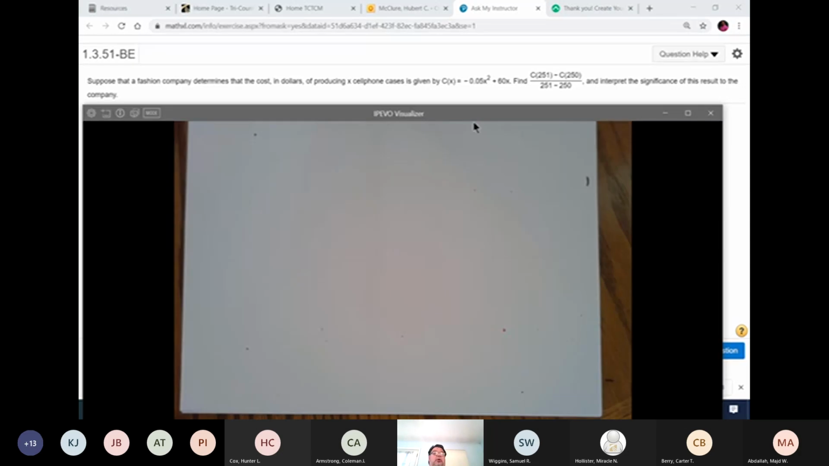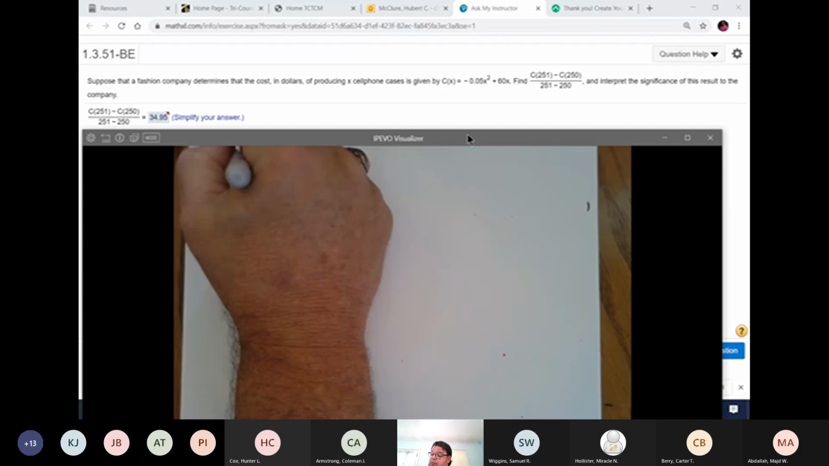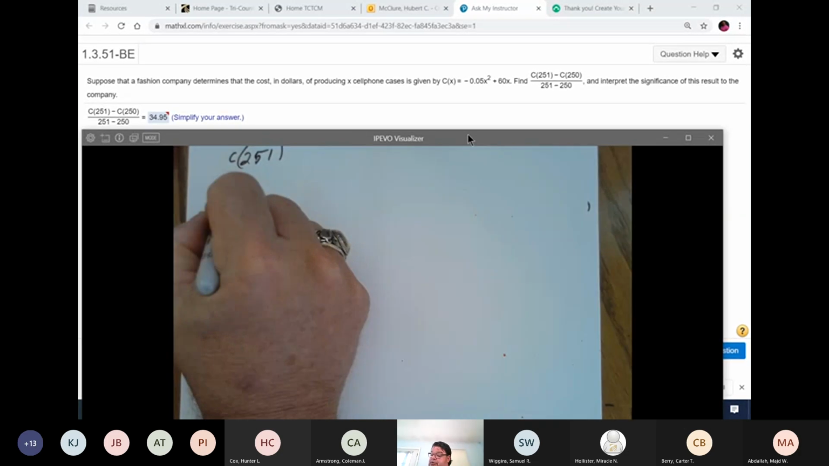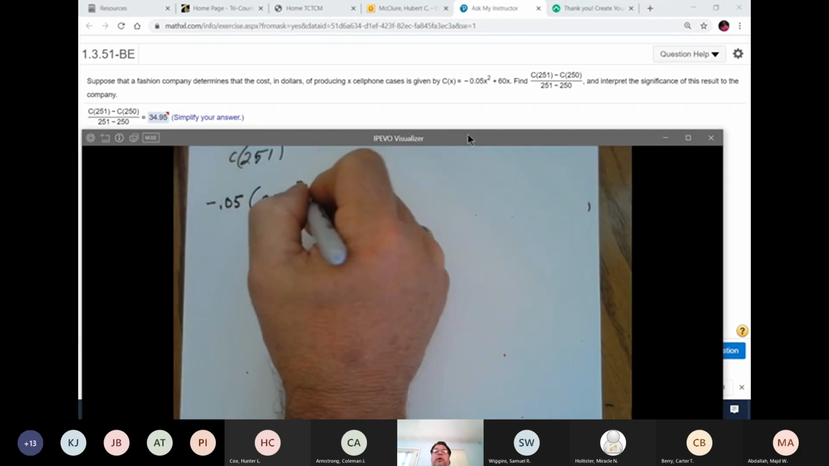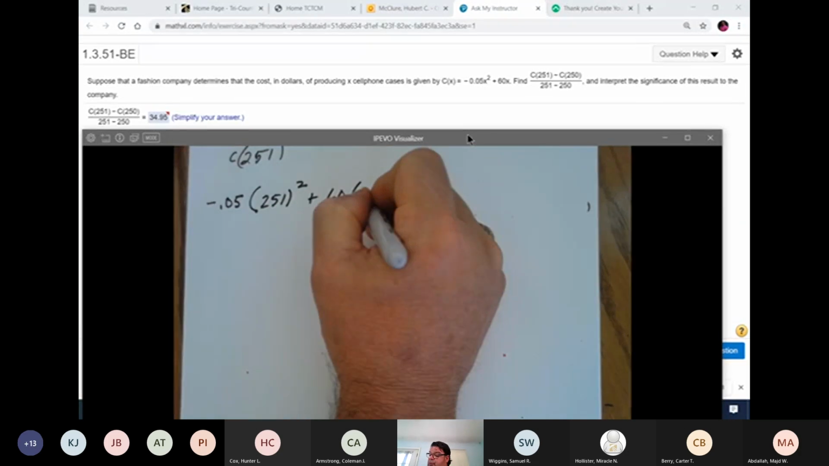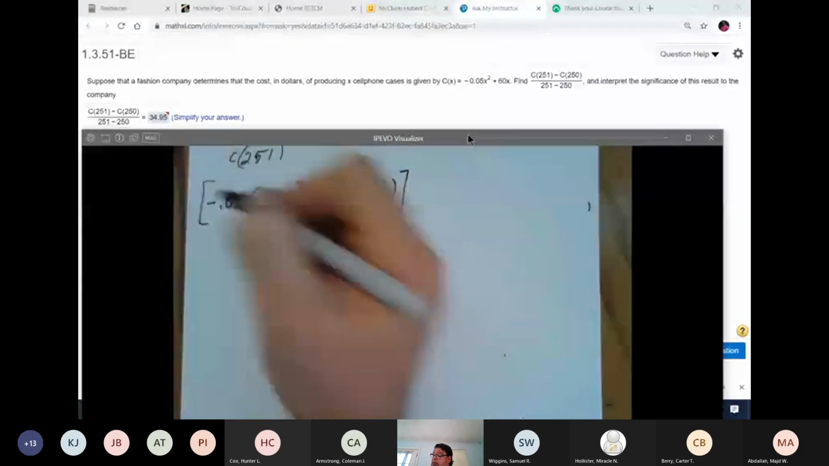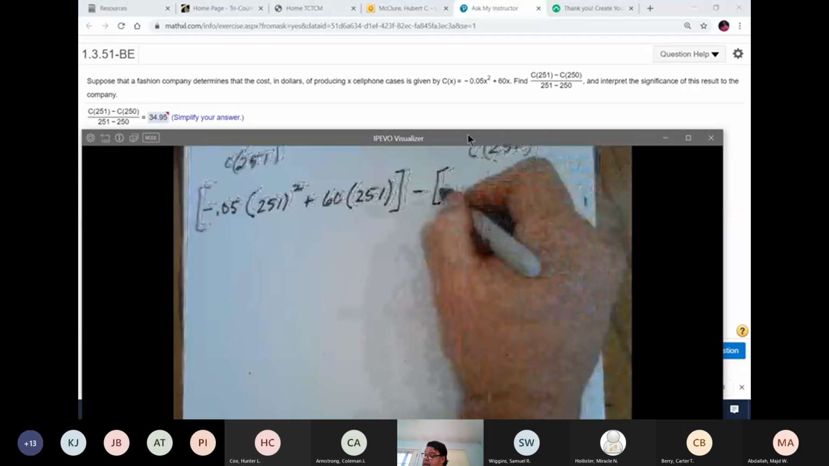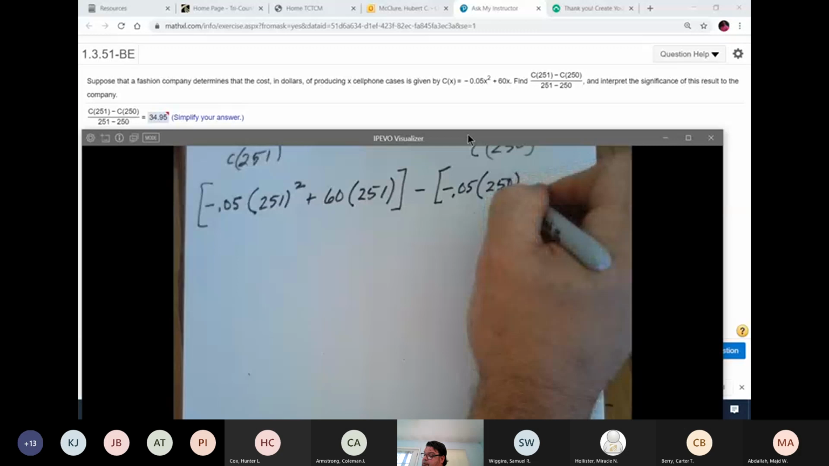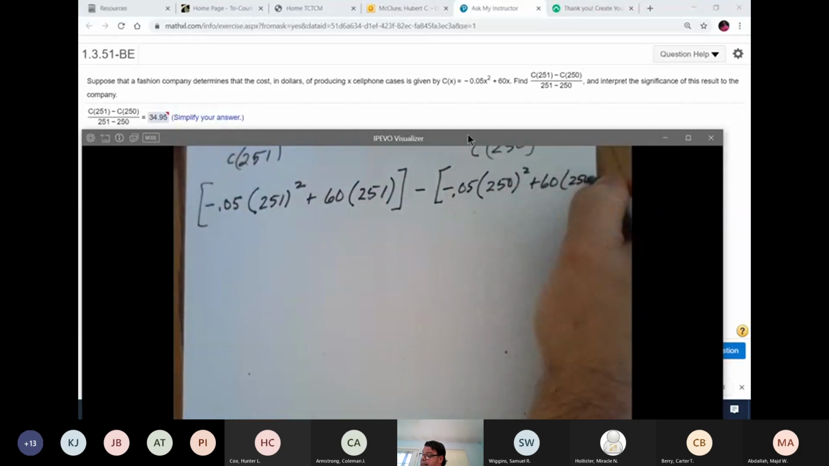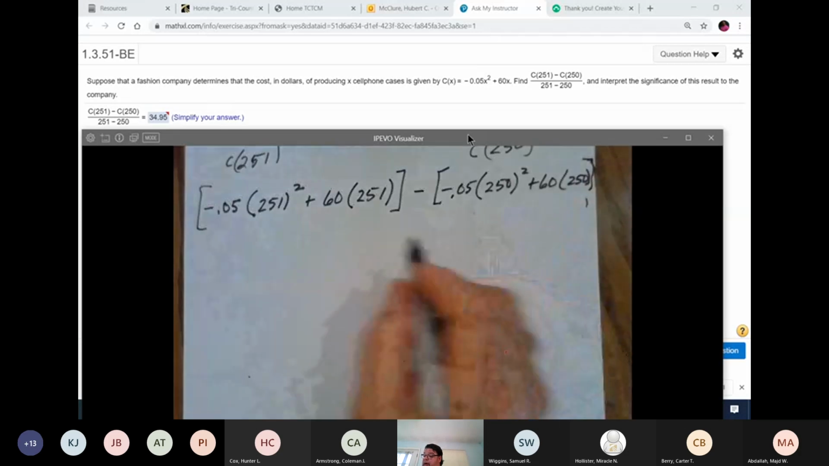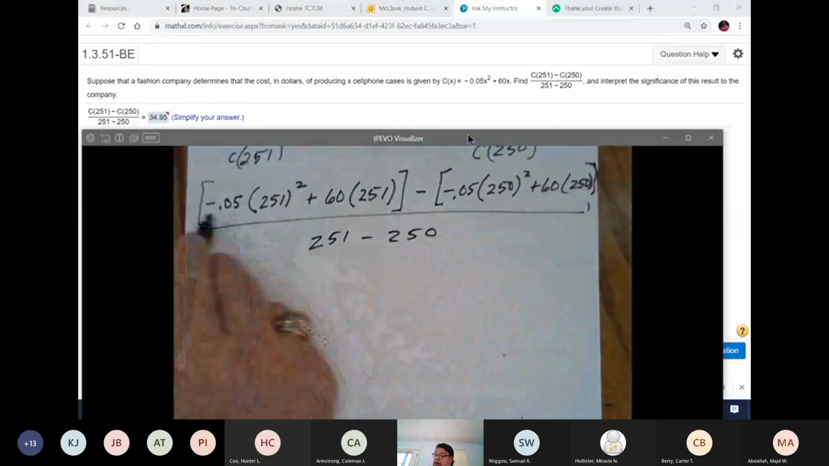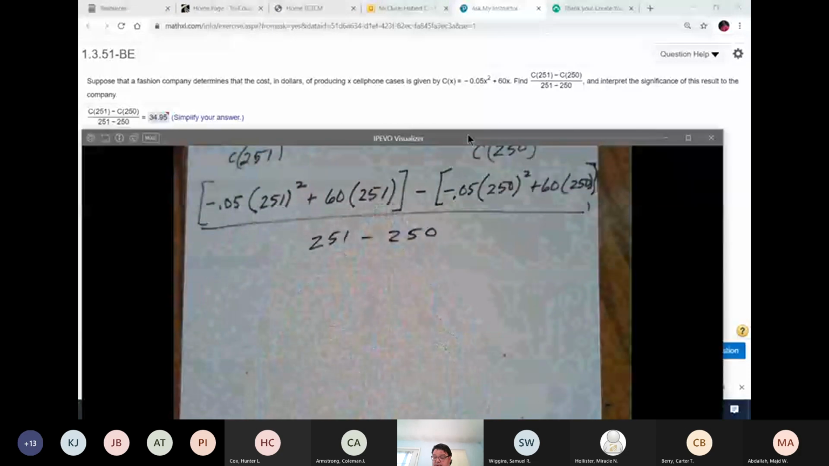And let's take C sub 251, which is going to be negative 0.05 times 251 squared plus 60 times 251, minus brackets C sub 250, and that's going to be negative 0.05 times 250 squared plus 60 times 250. All that over h, which is 251 minus 250.